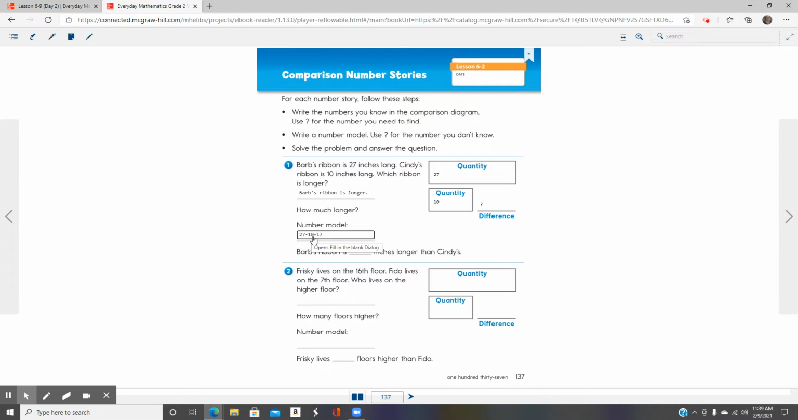So our difference then, the difference between Barb's ribbon and Cindy's ribbon, is 17 inches. That's the difference between the length of the ribbons. So we have compared them by subtracting, and we came up with an answer of 17. So down here it says Barb's ribbon is, and we want to put 17 inches longer than Cindy's.